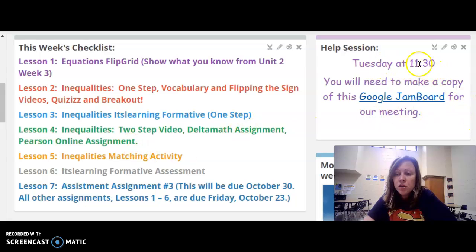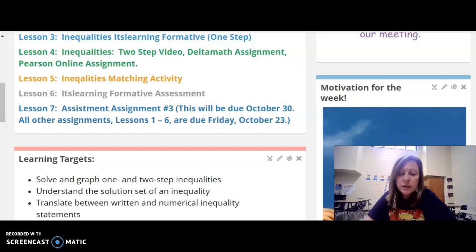There is a help session on Tuesday at 11:30, so this will be linked for you to call in. If you do call in, which I encourage everyone to do, then this Google Jamboard is something that we're going to use, and you can click here and it will prompt you to make a copy, and we will be going over that together.